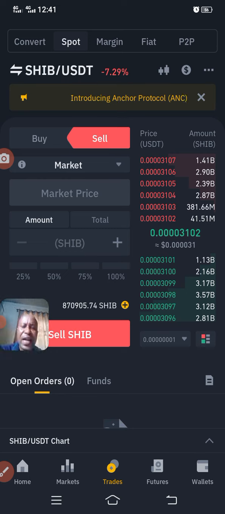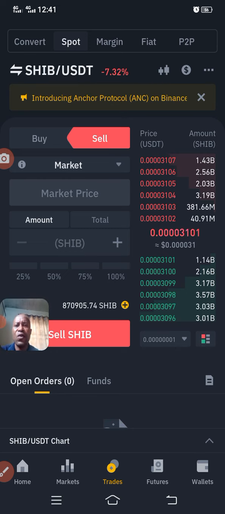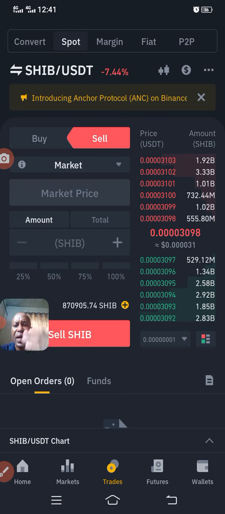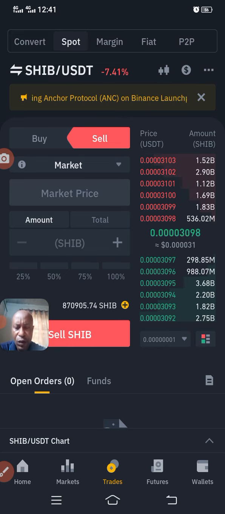Now, there are a whole lot of parameters, a whole lot of things that will show you how to buy and sell. Let's just look at the technicalities to trade in Binance. We have technical analysis and we have fundamental analysis. Technical analysis has to do with the short-term movement of the market. Meanwhile, fundamental analysis has to do with news surrounding the project, either Shiba Inu.